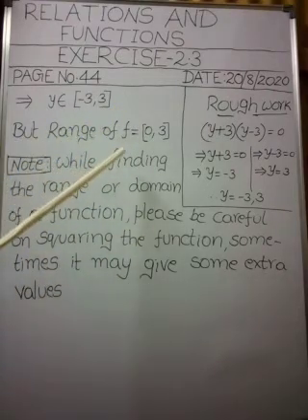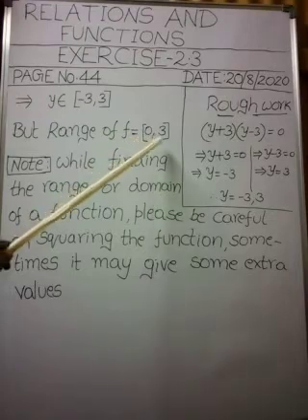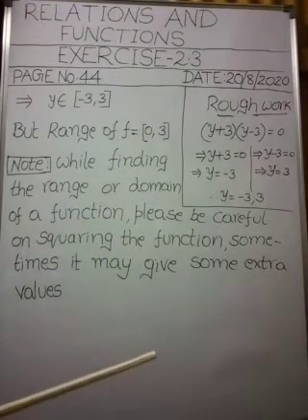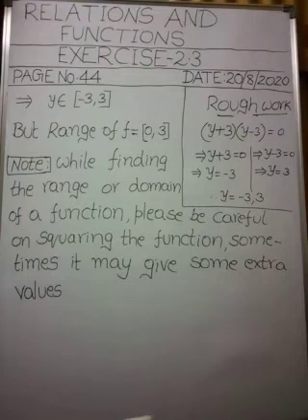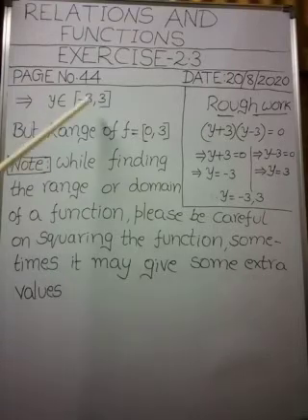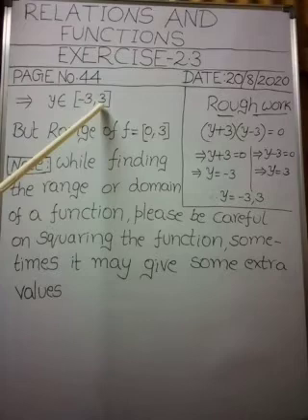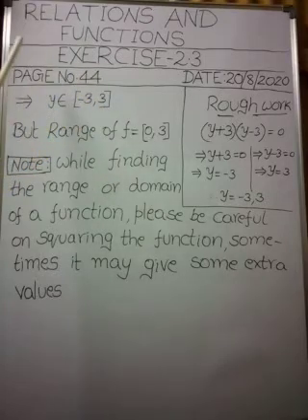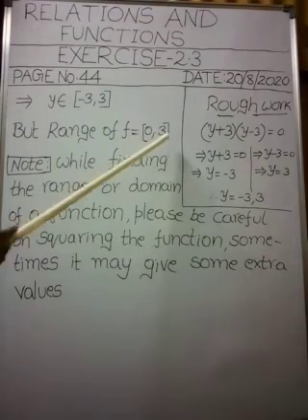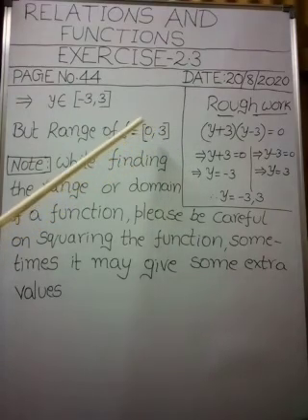But the range of f is equal to the closed interval 0 comma 3, because y is considered as the square root of 9 minus x square. It is a positive square root. Y does not take negative values. That is why here we are not taking negative values on the number line from minus 3 to 3. In this interval we exclude negative real numbers. So from 0 to 3 we take only non-negative real numbers.